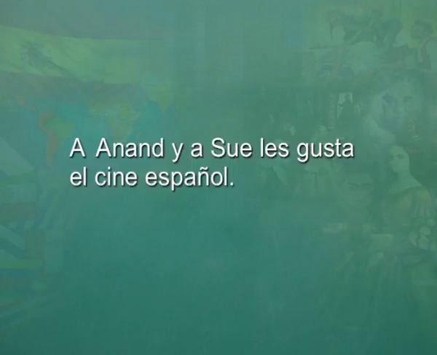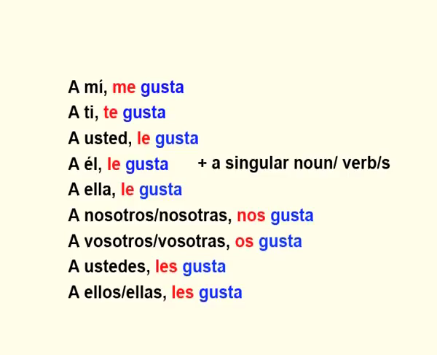Now here, please note: a mí me gusta, a ti te gusta, a usted le gusta, a él, a Juan le gusta, plus the noun in singular, and a nosotros o a nosotras nos gusta, a vosotros os gusta, a ustedes les gusta, a ellos, a Juan y a Sue les gusta, a ellas, a Sue y María les gusta. Plus, it takes a singular noun.